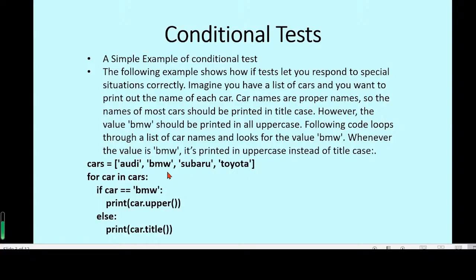So this is a car list with 4 cars inside, and we write a for loop. For car in cars, if this car equals BMW, then we print out this car's uppercase. Else, so if the car is not BMW, we run the statement inside the else, then print this car with title case.